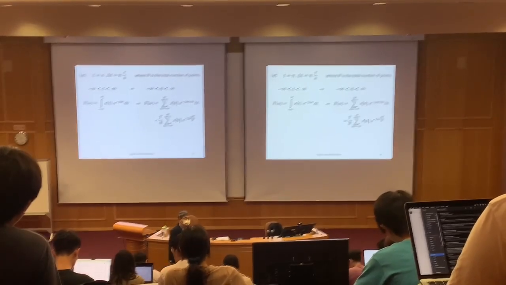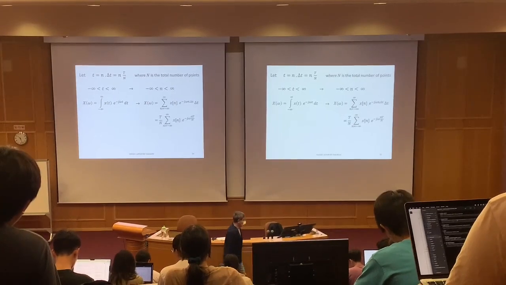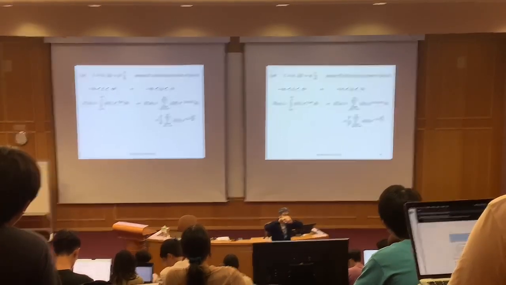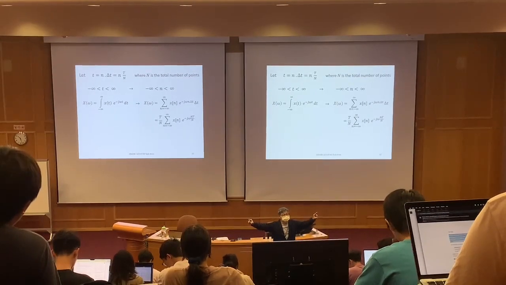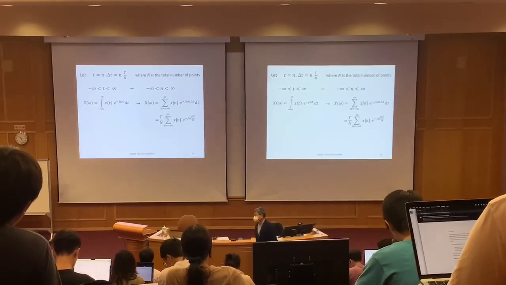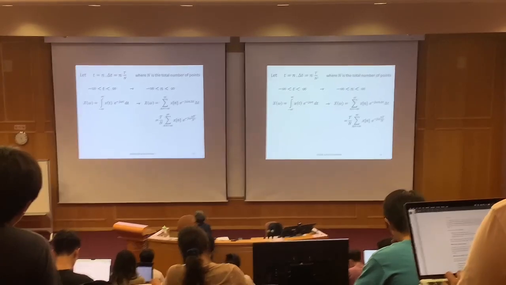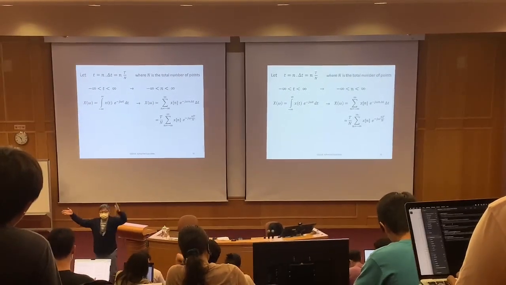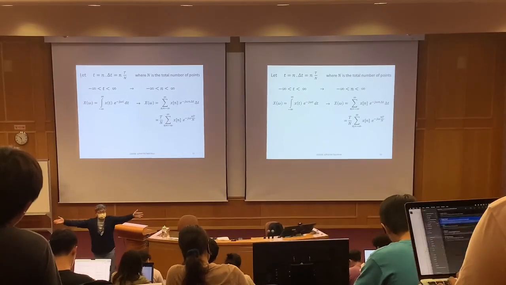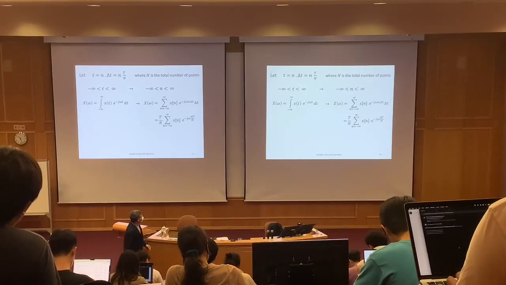And then we use capital N to represent the length of the vector. Capital N is the length of the vector. So delta t is equal to the entire period divided by N, right? Entire period divided by N.